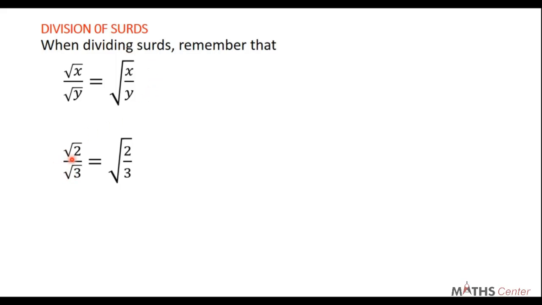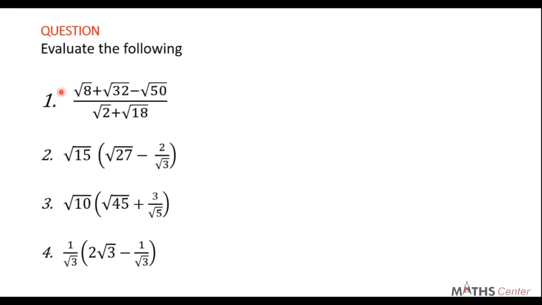So for example, if you have square root of 2 divided by square root of 3, we are going to have square root of 2 divided by 3. If you watch the video on properties of surds, you will see that this is one of the properties. Now let's pick some examples and see how this is done.